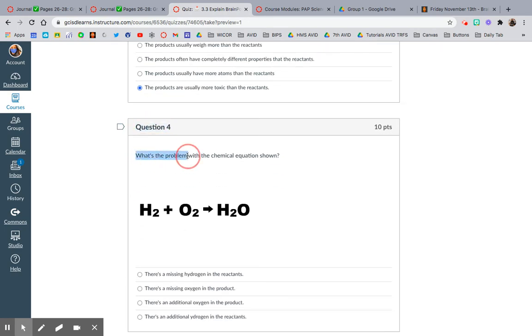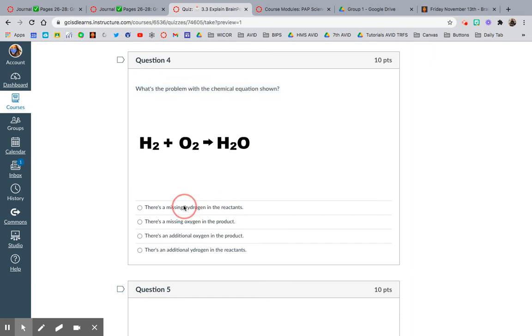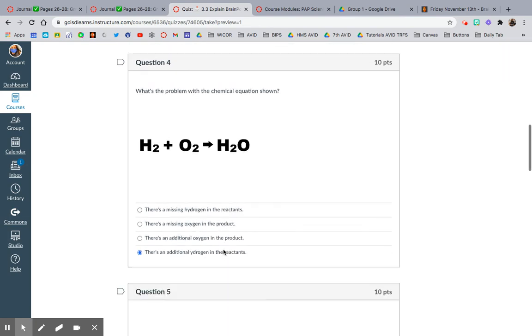Question 4. What's the problem with the chemical equation shown? I have H2 plus O2 makes H2O. There's a missing hydrogen in the reactants. There's a missing oxygen in the product. There's additional oxygen in the product, which means there's more oxygen in the product, or there's additional hydrogen in the reactants. So y'all, I'm noticing right there too that is a typo.